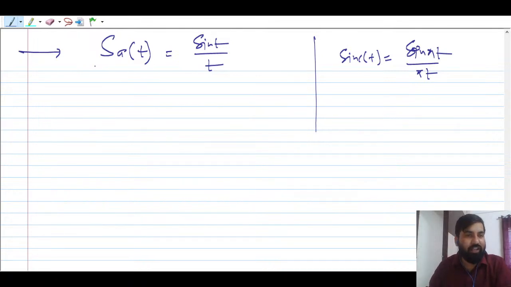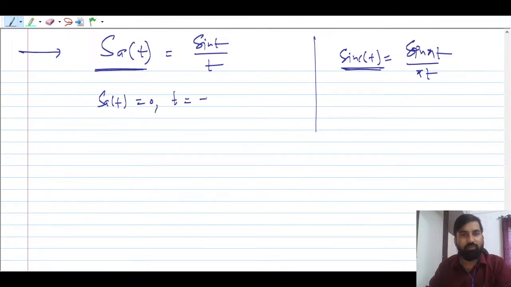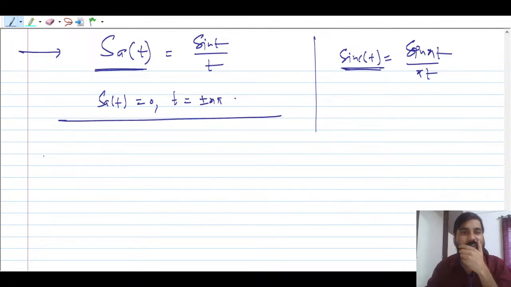So you can also plot them. SA of t and sinc of t look the same, but the zero crossings will be different. You have to remember now the zero crossings are going to be plus minus n pi, because your SA of t is going to be 0 for t equal to plus minus n pi. Understood? This is very important, where n is equal to 1, 2 and so on.